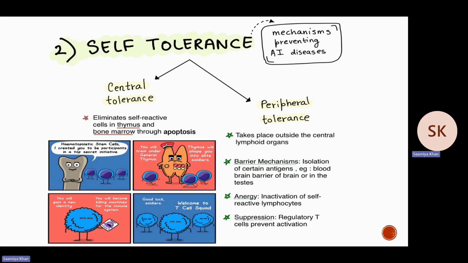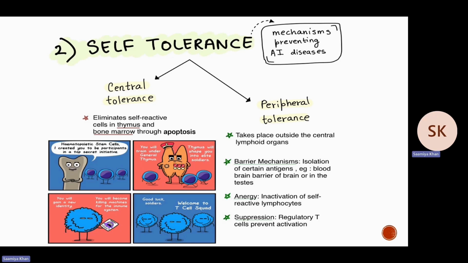Moving on to peripheral tolerance, it's just something that's happening apart from the thymus and bone marrow. For example, you have barrier mechanisms, like the blood brain barrier, or the testis, which is separated from the immune system. An interesting fact is that sperm are not recognized by the immune system, so if immune cells do get into the testis, they can attack the sperm themselves. But that's not important. The main thing to remember is that you have your barrier mechanisms, which are the blood brain barrier of the brain or the testis.